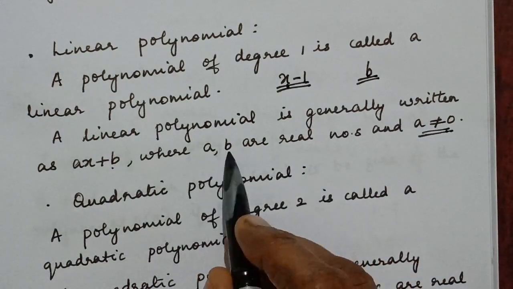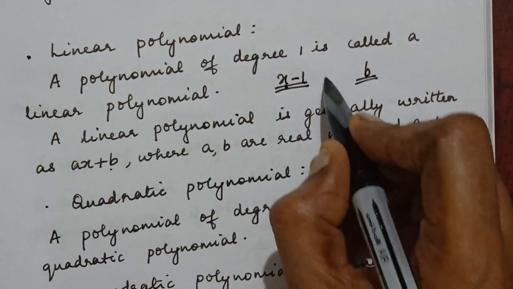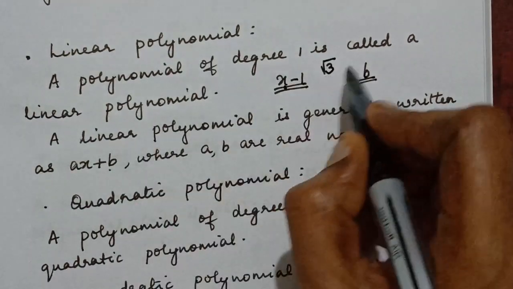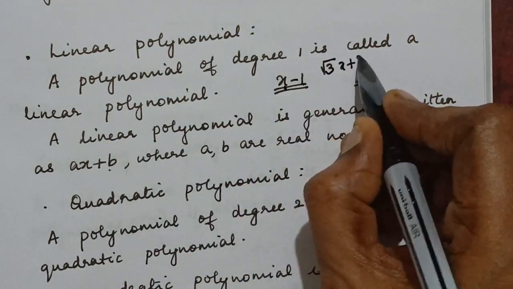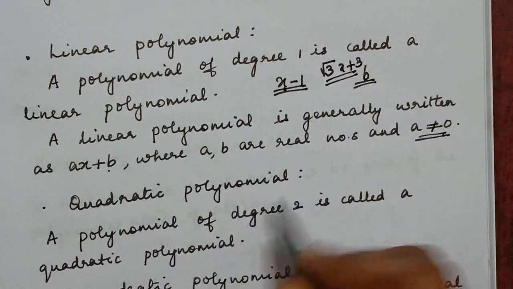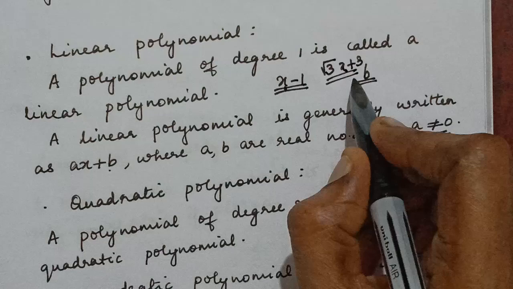And also a and b are real numbers. A linear polynomial can have a as root 3 also. Root 3 is a real number. Root 3x plus 3 is a linear polynomial. Only the power of x should not be negative.